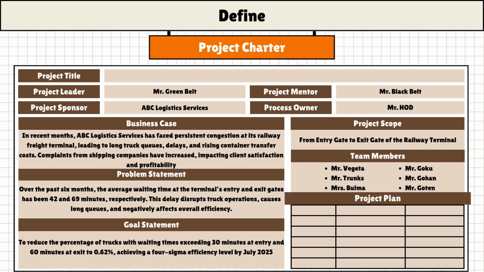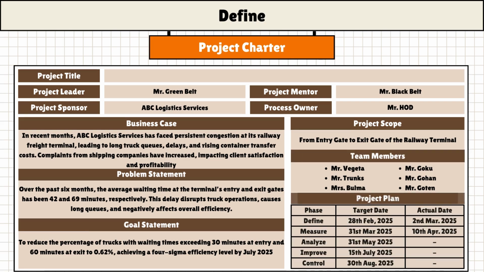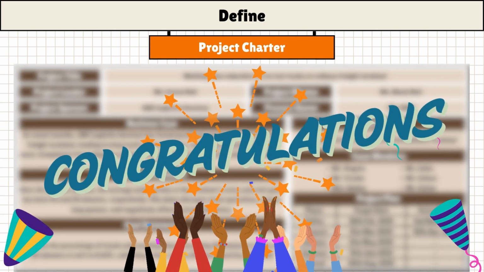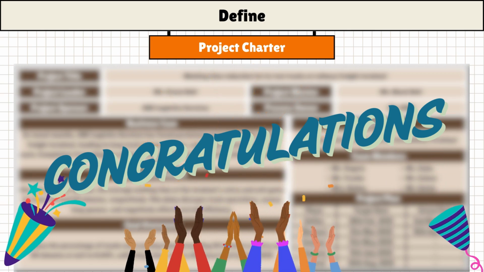Next, we have the project plan, which details the phase-wise target completion dates to track progress. For this project, it will cover the 5 DMAIC steps, ensuring timely implementation. Finally, we will complete the project charter by adding key details like the title, start date, and expected completion date. Congratulations! With the project charter finalized, the define phase is officially complete.